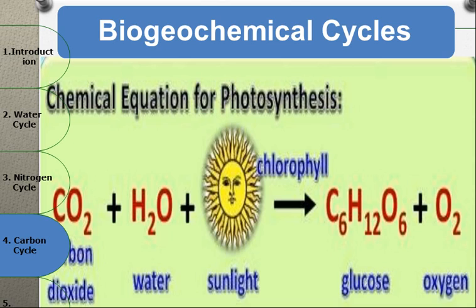So this is the step, photosynthesis, and this shows the equation in which carbon dioxide and water, in the presence of chlorophyll and sunlight, are converted into organic molecules, glucose and oxygen.